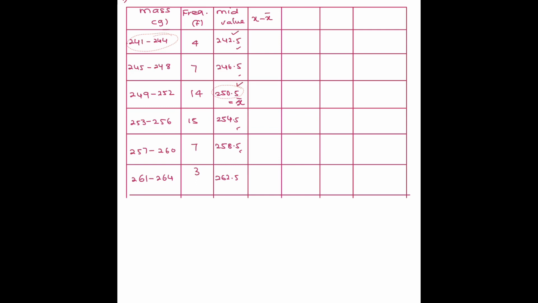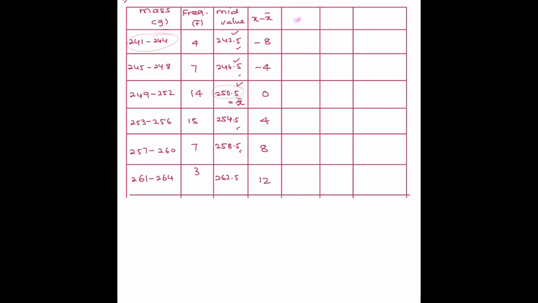So 242.5 minus 250.5, I get negative 8. 246.5 minus 250.5, negative 4. 250.5 minus 250.5, 0. 254.5 minus 250.5, this is positive 4. 258.5 minus 250.5, positive 8. 262.5 minus 250.5, that's positive 12. Which tells me that I have assumed 250.5 to be the assumed mean. That's why I have written x bar. So I did x minus x bar.